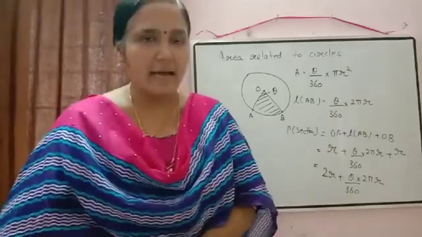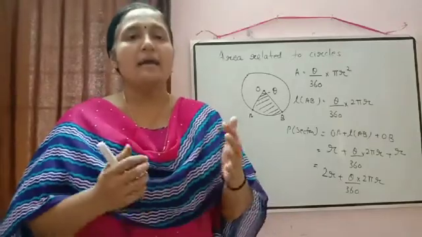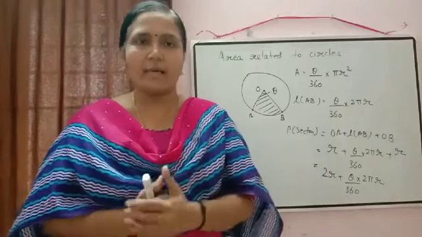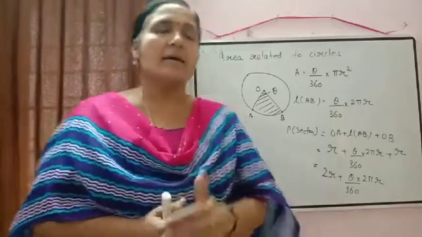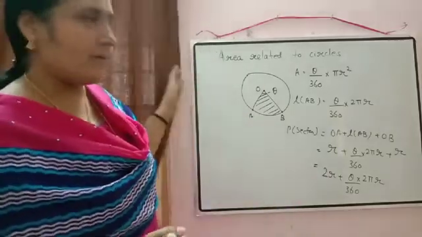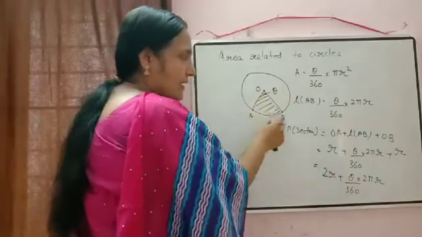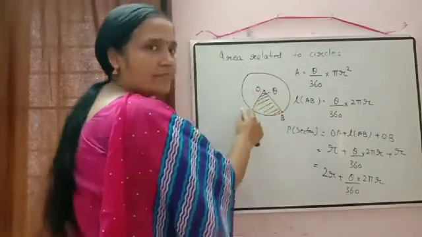In the previous class we discussed the area of a sector and a segment of a circle. So one more time we can revise the formulas. The first one is the sector. We know a sector is the region occupied by an arc and two radii of the circle.